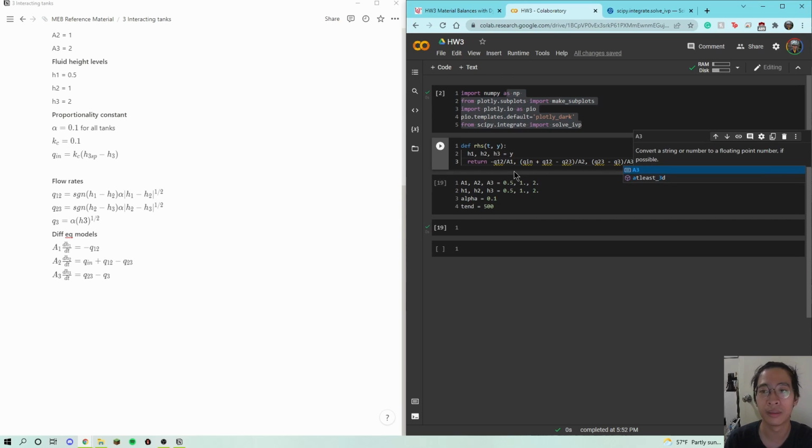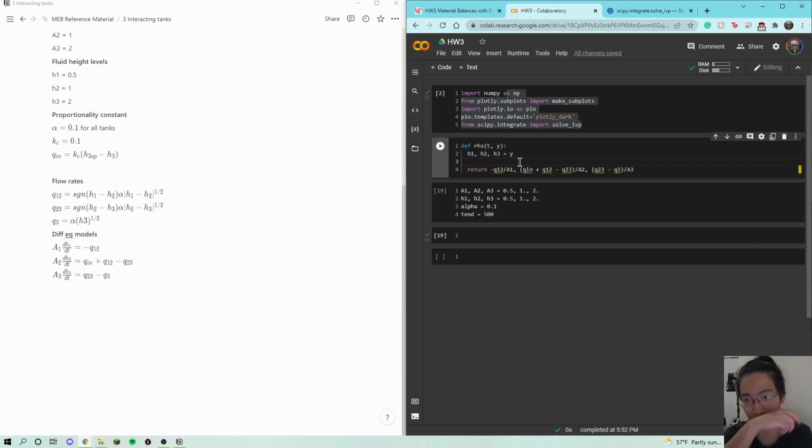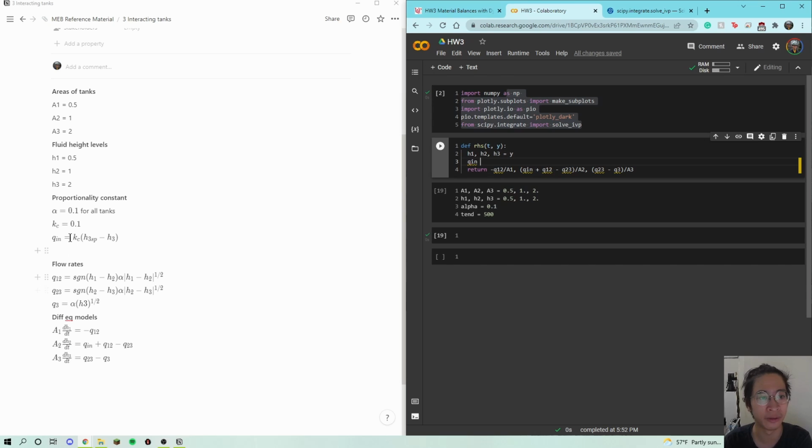All right? And let's work backwards here, okay? Next, we want to define all of our arrays, all of our Qs, okay? And we'll start with the Qin, because Qin is the Q that we can control. How is it controlled? Well, it's controlled by proportionality, proportional only control. It's controlled by Kc times H3 SP minus H3.